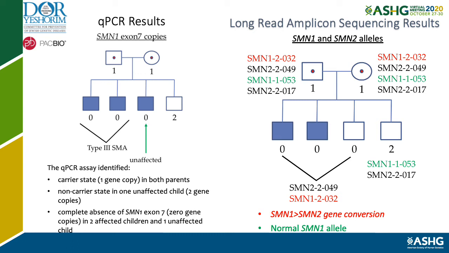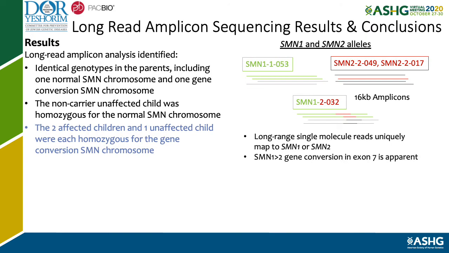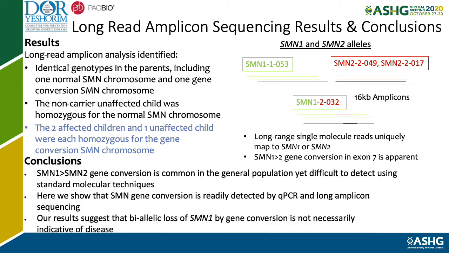The 3 children that are 0 copies are homozygous, identical for the gene conversion SMN1 to SMN2, whereas the 1 unaffected, molecular unaffected child is homozygous for the normal SMN1 allele over here. So we found identical genotypes in the parents, 1 normal SMN chromosome, 1 gene conversion SMN chromosome, and the non-carrier unaffected child was homozygous for the normal SMN chromosome. The 2 affected children and 1 unaffected child were each homozygous for the gene converted SMN chromosome.